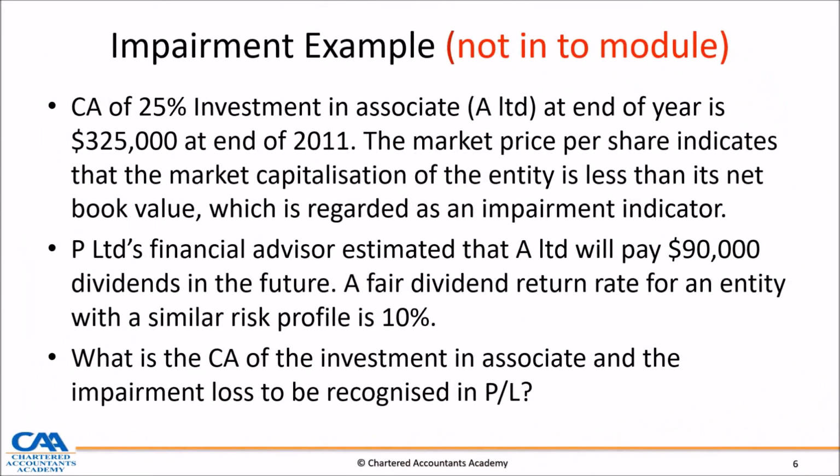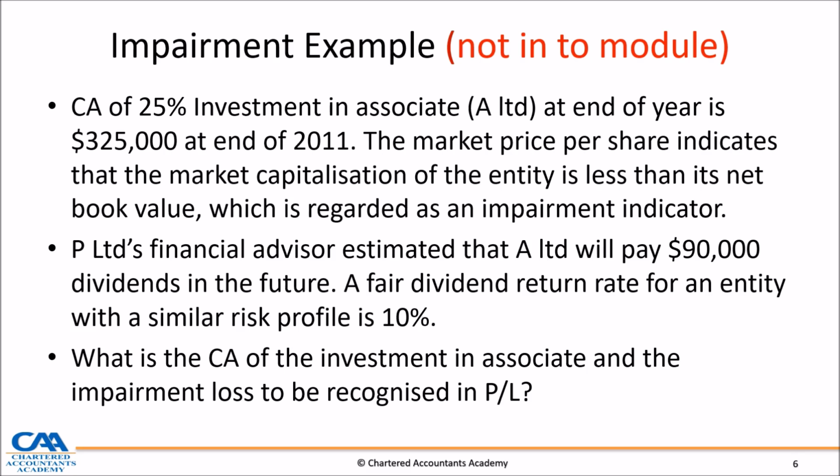So let's do a brief example just to illustrate these concepts. Let's say we've got an investment in an associate where you have a 25% shareholding, and the carrying amount is 325,000 as at the end of 2011. Then the market price per share indicates that the market capitalization of the entity is lower than the book value of the entity, which means the market regards the value of your business to be lower than the carrying amounts which we have in the books.